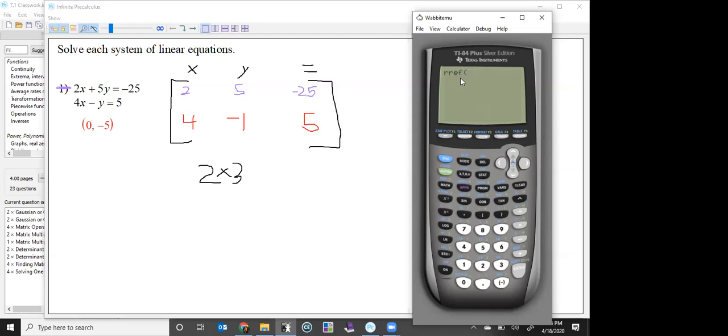It's saying, what do you want me to find the reduced row echelon form of? It's wanting a matrix. So I'm going to hit second matrix, come down here under names. I want matrix A. So hit enter.